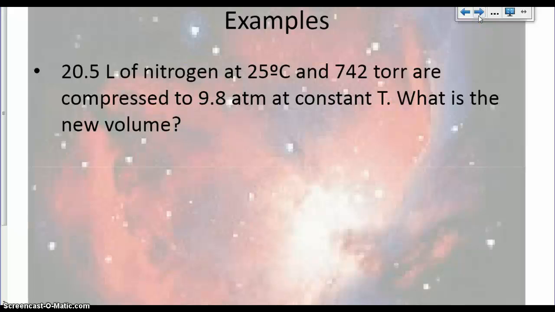Here's an example problem. Oh snap, hold on, my phone's ringing.